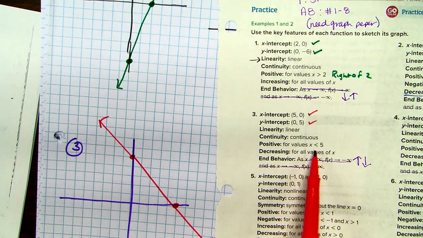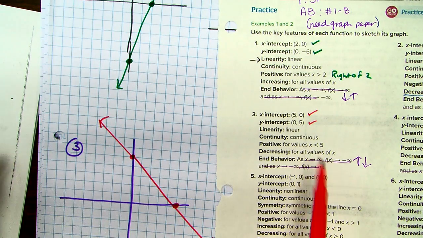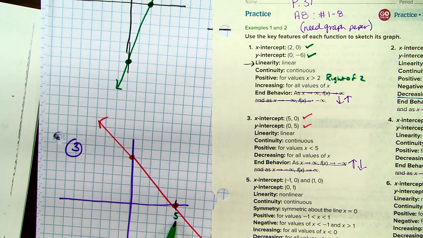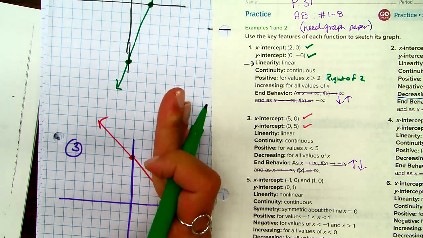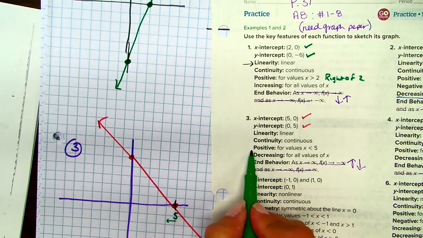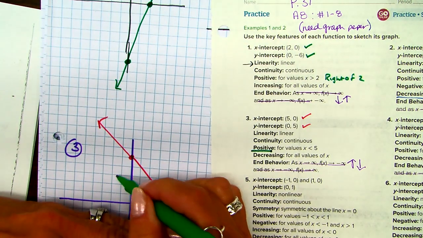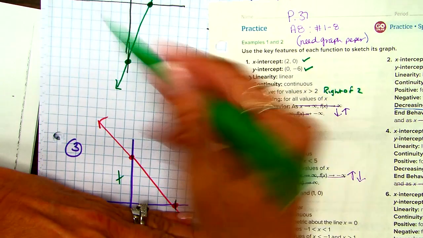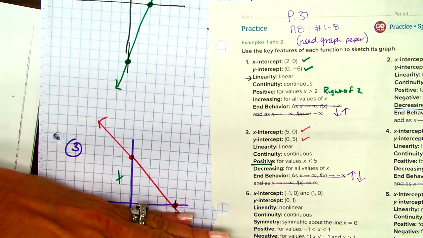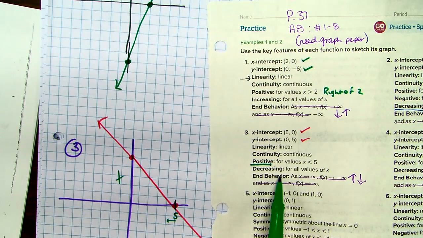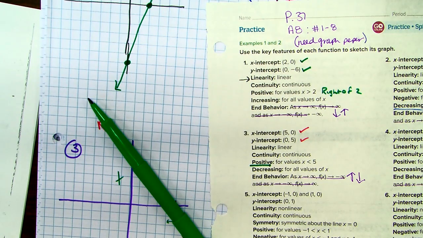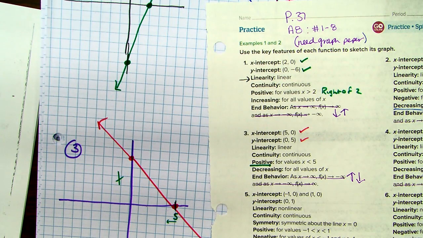Fine. So look, all the numbers less than 5. So here's 5 right here. And the numbers less than 5 are in that direction, right? So all of these numbers should be positive, which means above this. And they are. Look, all of those numbers less than 5 are above the axis. These are all positive numbers. They also gave us decreasing for all of them. That means it's a negative slope, so it makes sense that it's slanting like that. Okay? But we didn't really need all of that for that one.